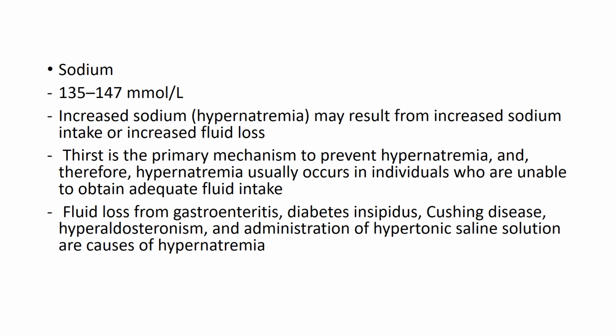So looking at the electrolytes, sodium. The normal value of sodium is between 135 to 147 millimole per liter. Increased sodium, also known as hypernatremia, may result from increased sodium intake or increased fluid loss. Thirst is the primary mechanism to prevent hypernatremia, and therefore hypernatremia usually occurs in individuals who are unable to obtain adequate fluid intake. Fluid loss may also result from gastroenteritis, diabetes insipidus, Cushing disease, hypoaldosteronism, and administration of hypertonic saline solution are causes of hypernatremia.